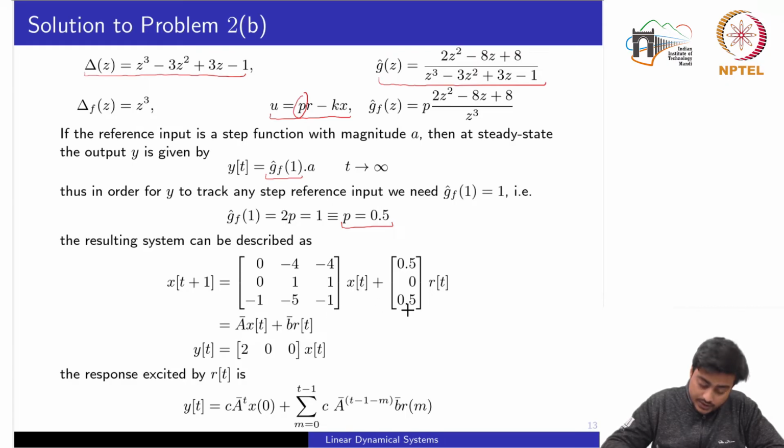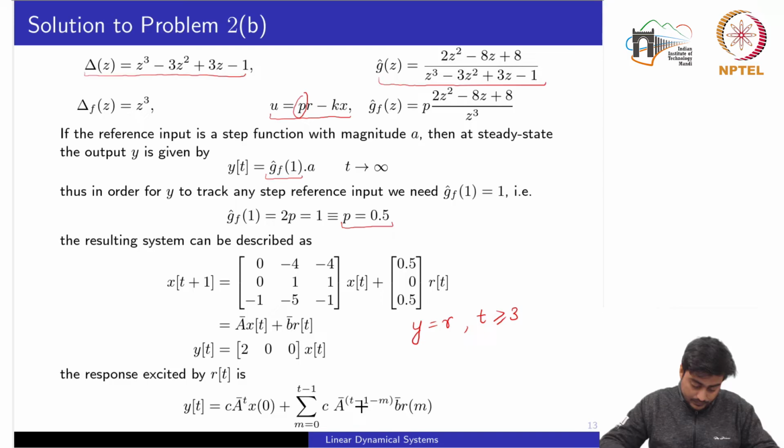So the resulting system can now be described as this, where this is the closed loop matrix and the B bar matrix would also change, and Y of t is given by this. Now the response excited by the reference signal is given by this. We are computing the response because we want to show that Y is equal to R for all t greater than or equal to 3. So we can express the response of the closed loop system with input R by using the variation of constants formula, or by using iterations for computing the powers of A.